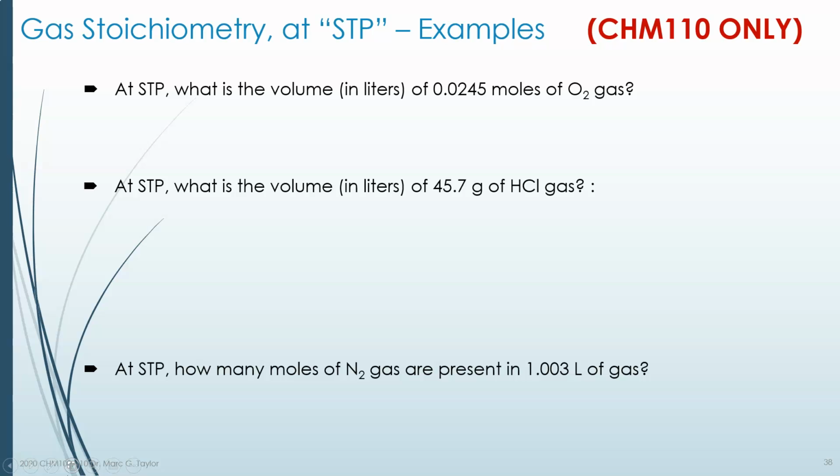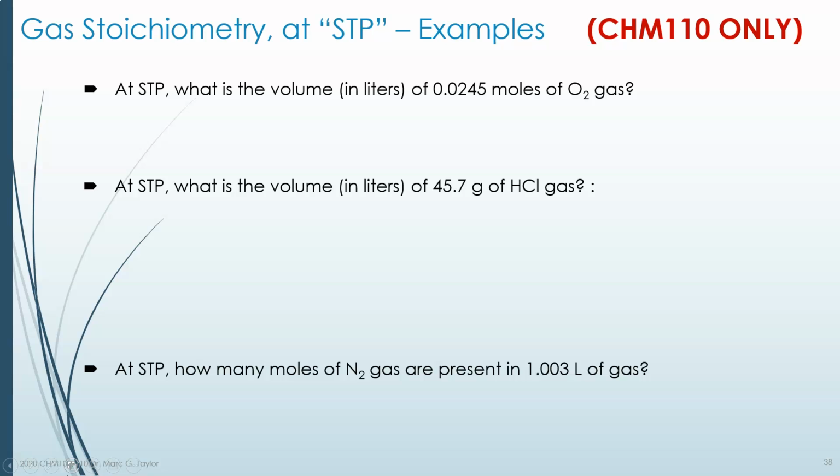And remember, if you've got STP and you're dealing with the ideal gas law, we don't care what kind of gas it is. We do care about how many moles it is and how much volume that takes up and what the conditions are. But we know temperature and pressure. We know what they are. And we know that 1 mole is equivalent to 22.4 liters. So we can use that as a conversion factor.